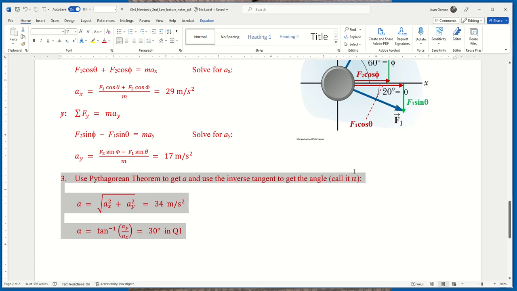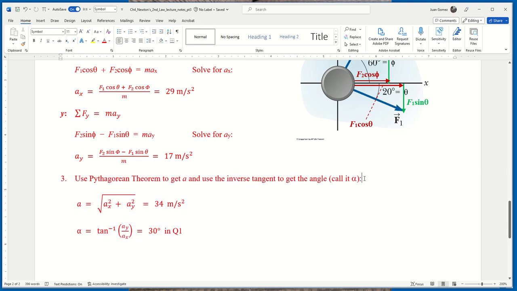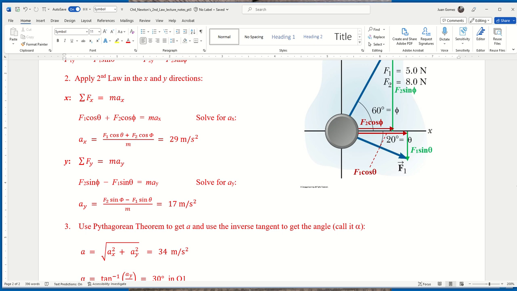And that's it. That's how you apply Newton's second law in this case in the x direction and in the y direction. Let me go ahead and save this video and get it posted.